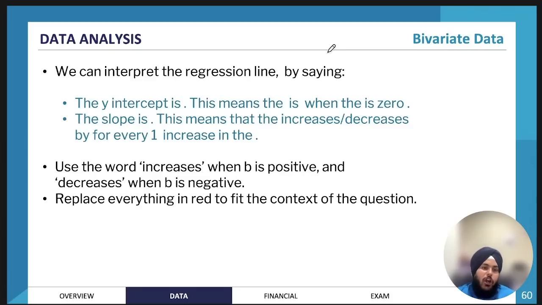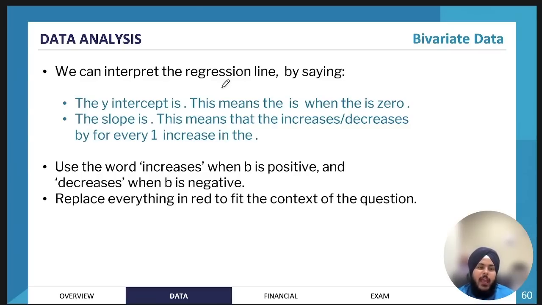So we can actually interpret the regression line, and VCAA will get you to do this. They will ask you to interpret what the y-intercept is and what the slope is. So the y-intercept is essentially what the response variable is going to be if the explanatory variable is 0.